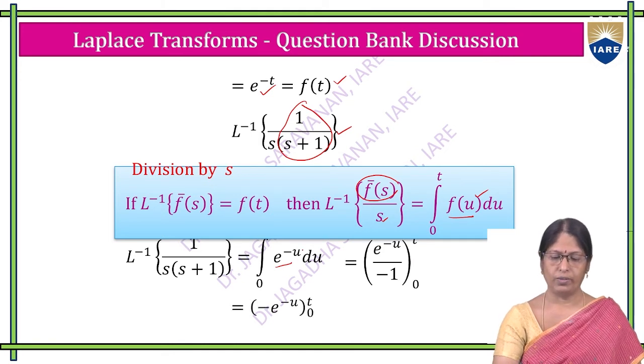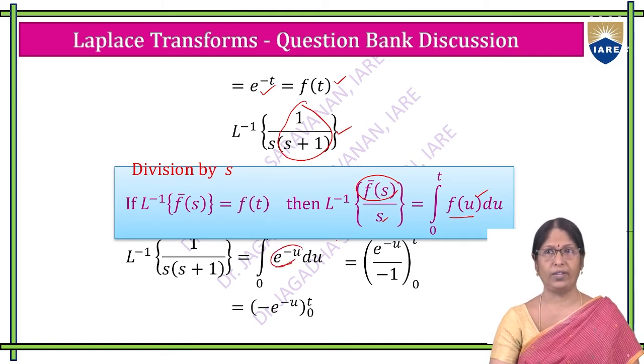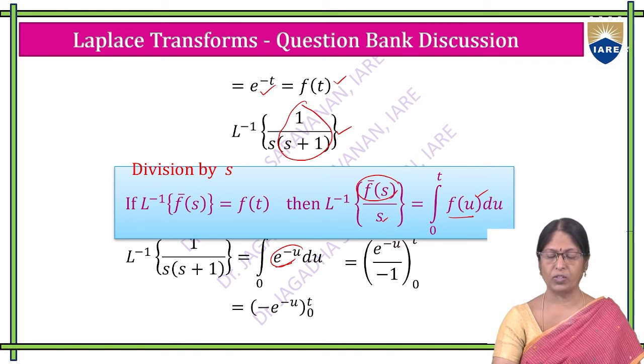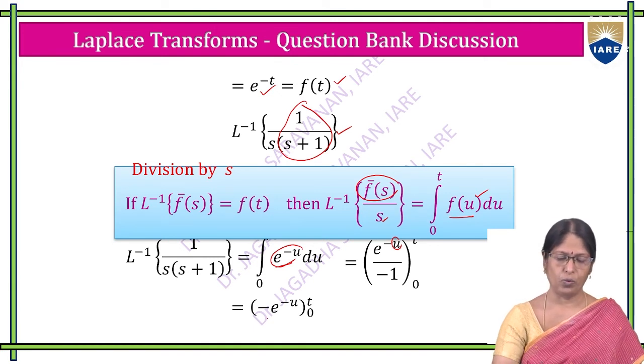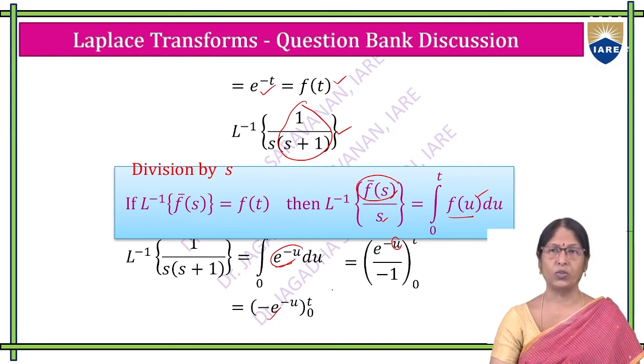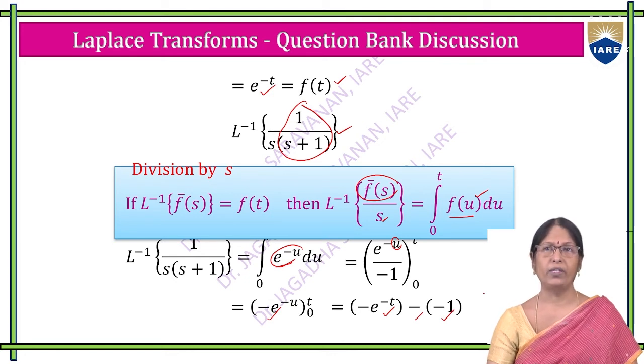So we have done this integration. That is, e power minus u, with u coefficient minus 1, so minus e power minus u from 0 to t. We apply upper limit minus lower limit. The lower limit e power 0 is 1. The final result is minus e power minus t plus 1.